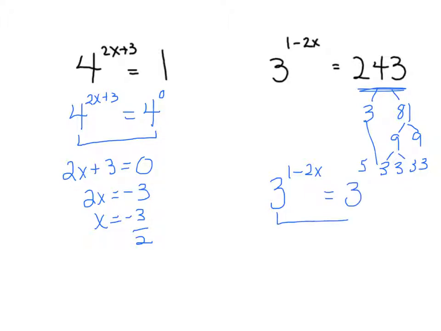And now if these bases are the same, we can say 1 minus 2x equals 5. Negative 2x equals positive 4. And so x is equal to negative 2. And that's how that works. And if you put negative 2 back in there, you get 1 plus 4, which is 5, 3 to the 5th, which is what 243 is. So you can check by plugging it back in.